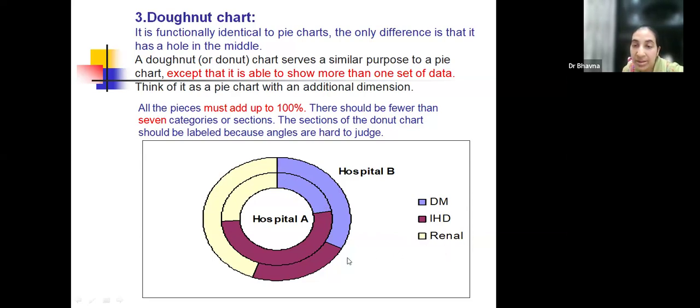Okay. So you can see in hospital A, maximally, the death is occurring, or morbidity, mortality, whatever we are talking about right now. See, IHD is mostly responsible for all of the cases in hospital A.